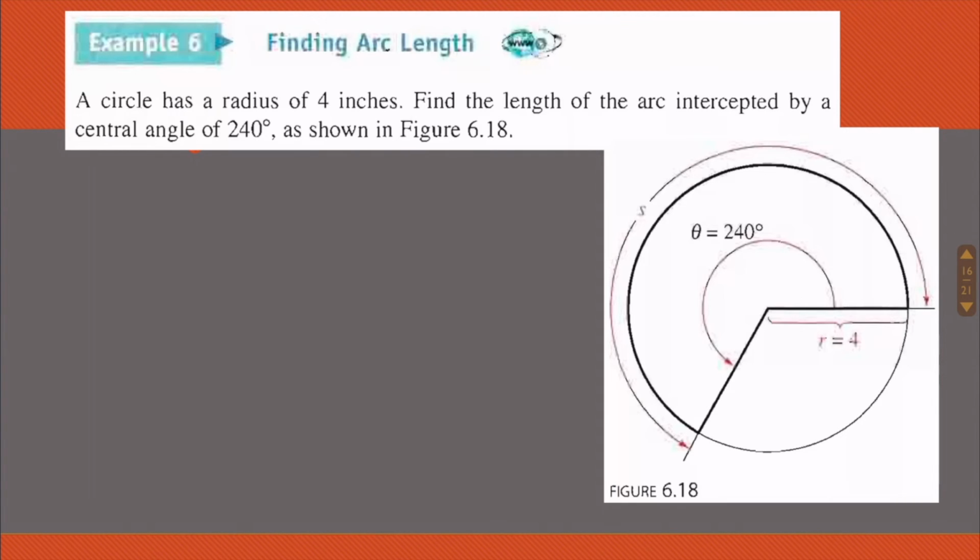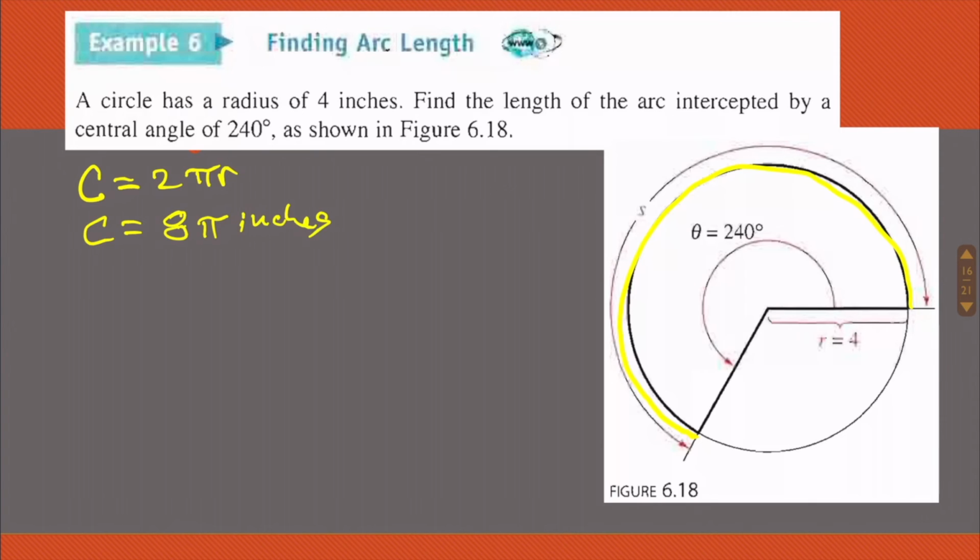So let's talk about finding arc lengths. And here we're asked how far it is from the beginning at the positive x-axis if we go around 240 degrees and the radius is 4. Well, it starts with the fact that the circumference of the circle has a formula, 2 pi times r. Well, r is 4 inches, so the circumference is 2 times 4, which is 8 pi inches. So that's how far around the entire circle is, 8 pi inches.